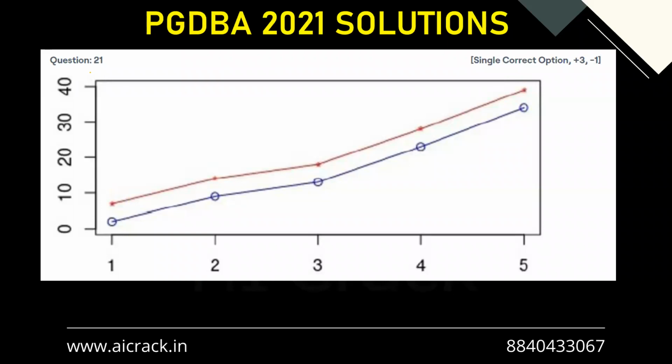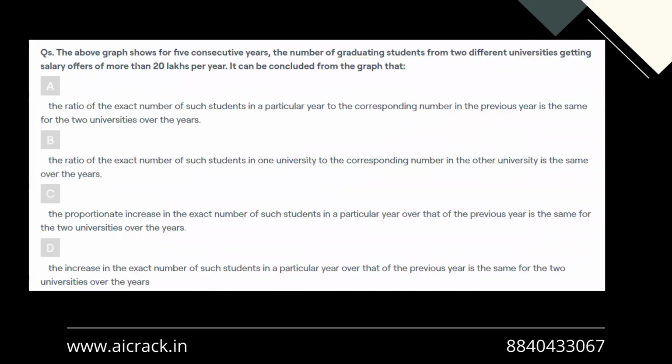Hi everyone, let's solve question number 21. The above graph shows for 5 consecutive years the number of graduating students from two different universities getting salary offers of more than 20 lakhs per year. It can be concluded from the graph that.